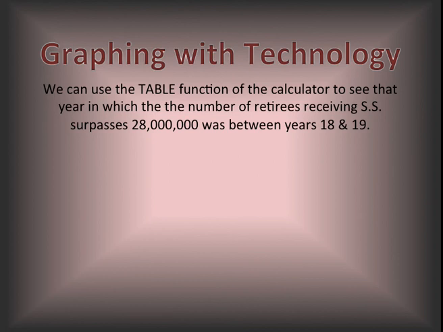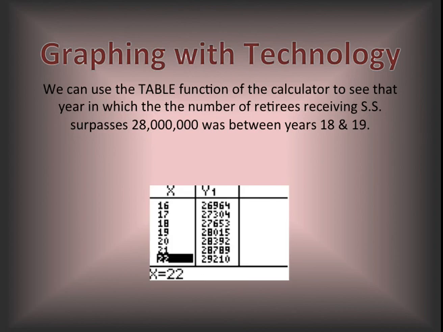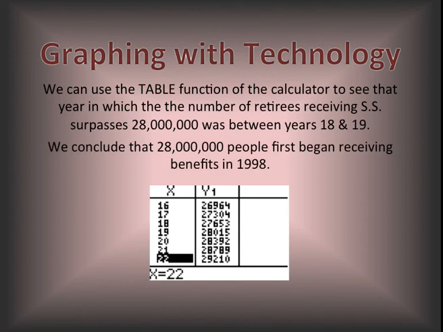If we look at the table function of our graphing calculator, what we find is that the x's, of course, are the years since 1980, and if we look at year 18 to 19, the number of people did move above 28,000 for the first time, which tells us that the answer to the question is this must have happened during the year 1998.